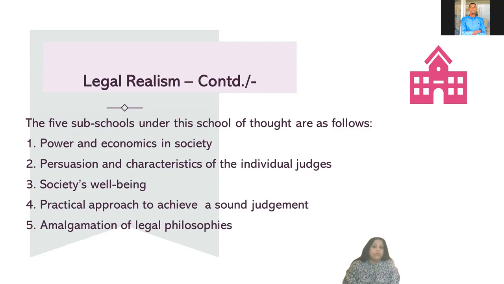So there are five sub-schools, again repeating: power in economics and society, persuasion and characteristics of individual judges, society's well-being, practical approach or pragmatic approach to achieve a sound judgment, and amalgamation or synchronization of legal philosophies.